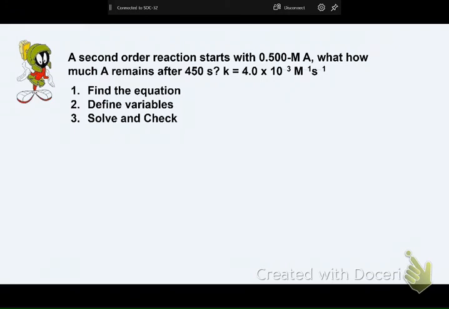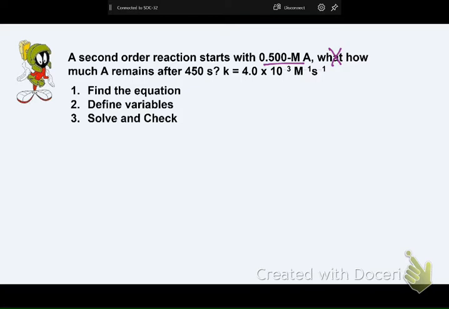So let's use this equation, one of these equations, and show how the calculations work. I'll do one for first order, one for second order. This is the second order one. So it says a second order reaction, right? Starts with this concentration. And then it says what or how much A remains after 450 seconds. And it gives you a rate constant.